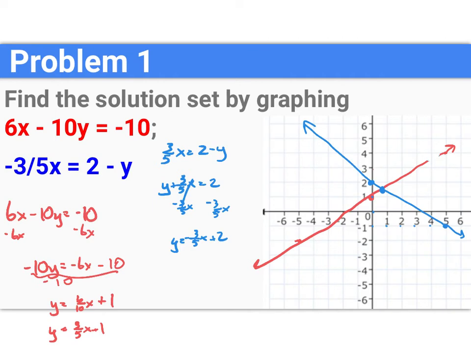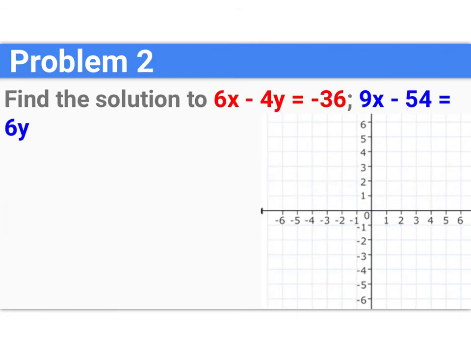And let me put this in green. This is the intersection point right there. To get the precise point, we're going to have to do a little more algebra, which we have not covered, but that will come up in the next video. So let's do this one. Okay, again, I'm going to put these in slope-intercept form.